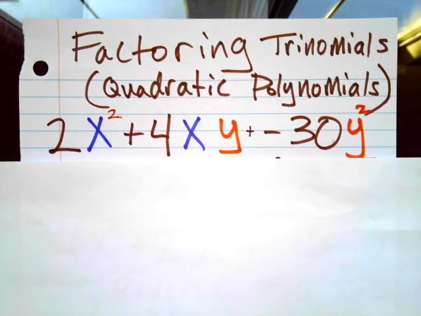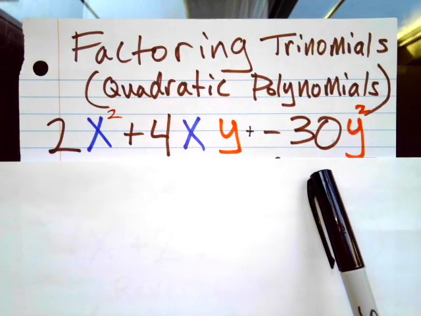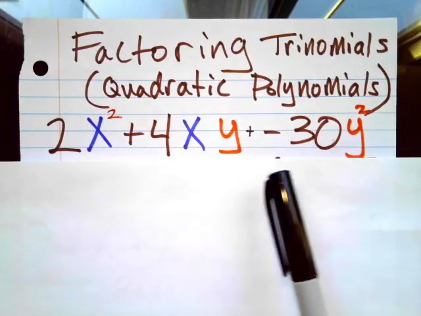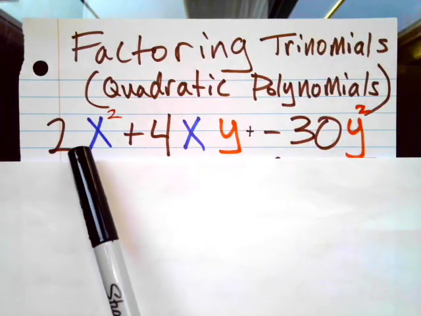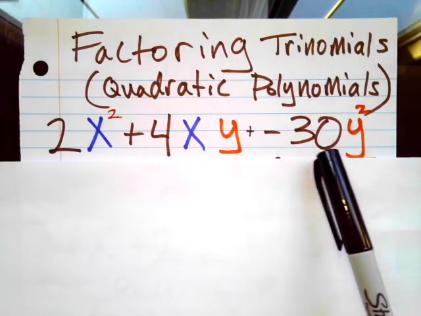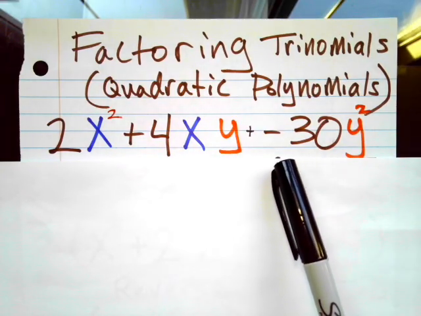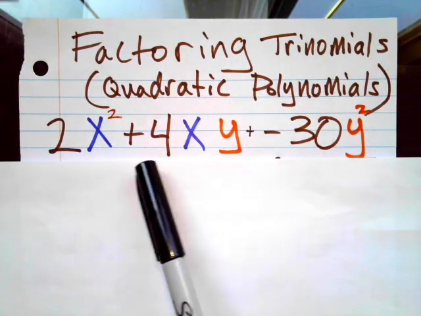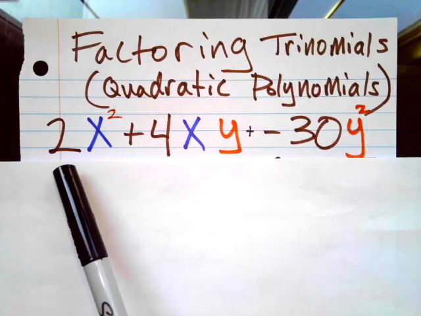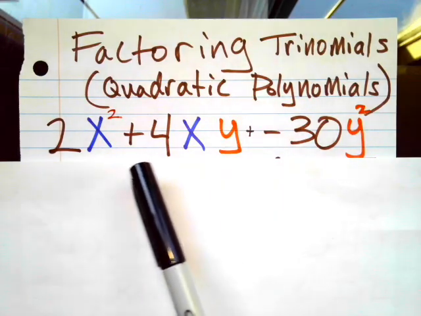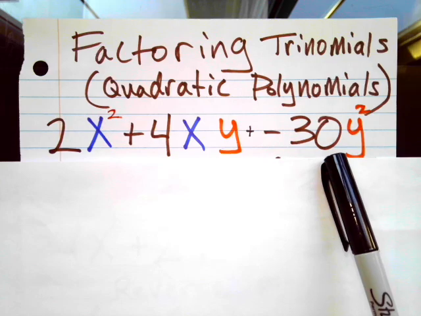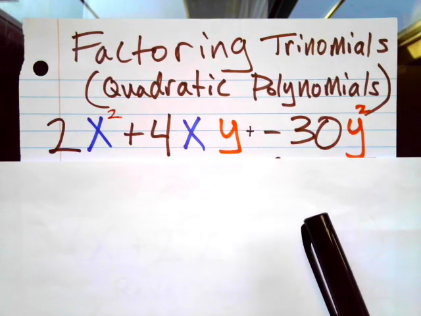So that doesn't count. So if you think about what I'm doing, it's the reverse or opposite of FOIL. Remember, FOIL is multiplying. So when you're factoring these terms or trying to find the greatest common factor, you're doing the opposite of FOIL. You are trying to find a term, number or letter, or both, that will divide evenly into each of these terms.